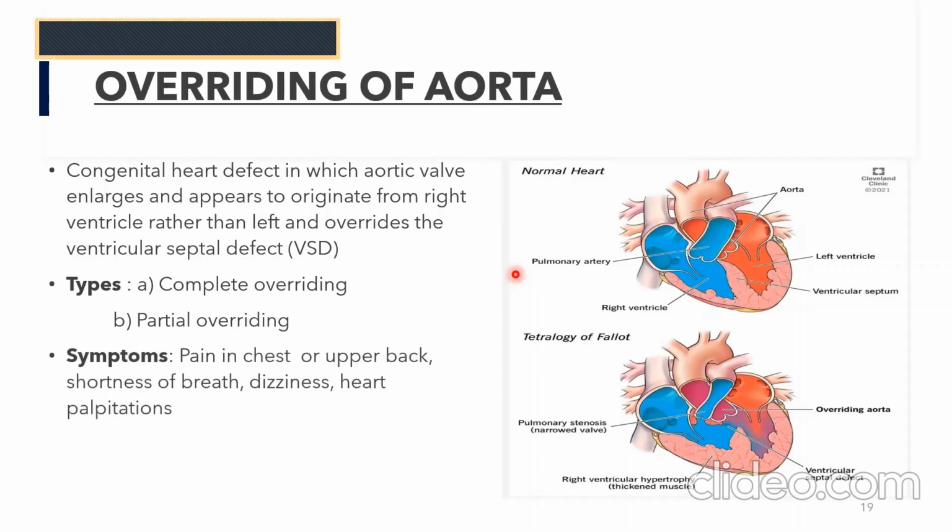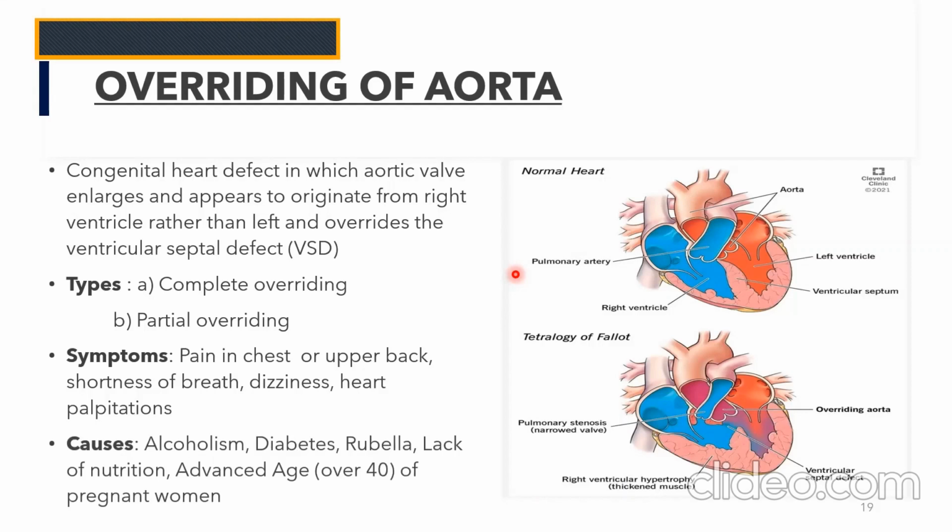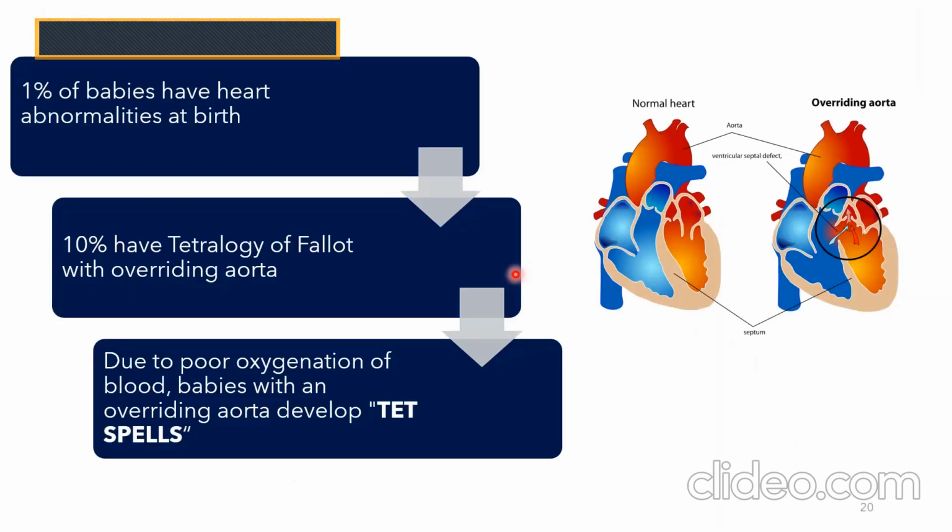The patients with overriding aorta may experience pain in the chest, upper back, shortness of breath, dizziness, or heart palpitations. The main causes are alcoholism, diabetes, rubella, lack of nutrition, and advanced age over 40 of the pregnant women. Normally 1% of babies are born with heart abnormalities at birth, out of which 10% of them have tetralogy of Fallot with overriding of aorta.